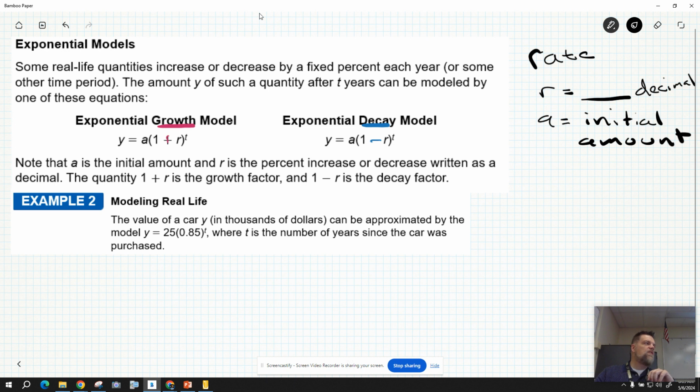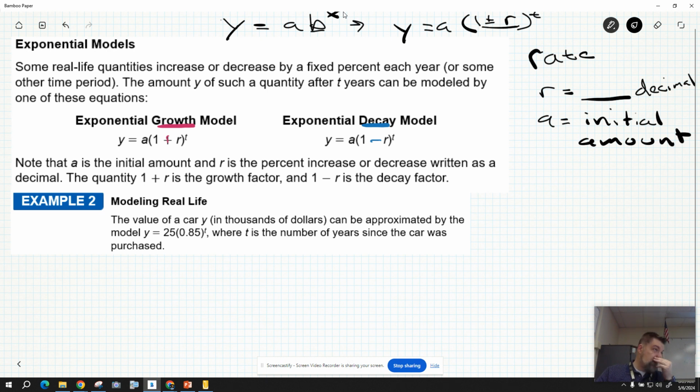So it still looks like y equals a times b raised to the x. But in this scenario, they're saying y equals a, and then 1 plus or minus r is like your b, and then they raise it to a t. So it's pretty much the same thing. b is the growth factor, and this is the growth or decay factor depending on the value. So let's do one real quick, and then I'll do another one.